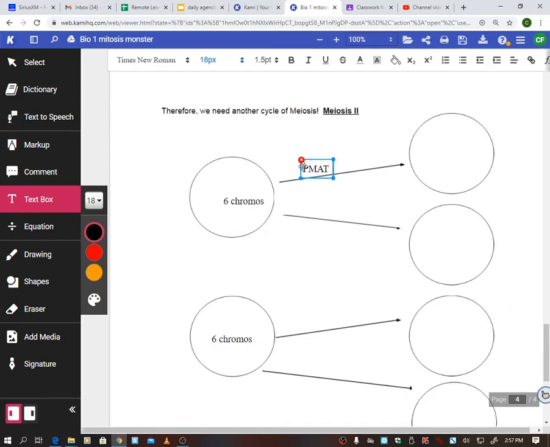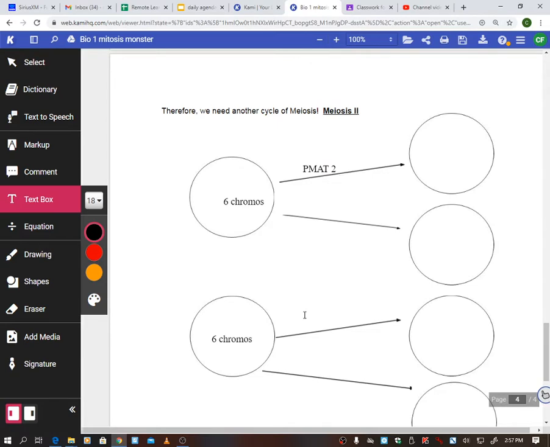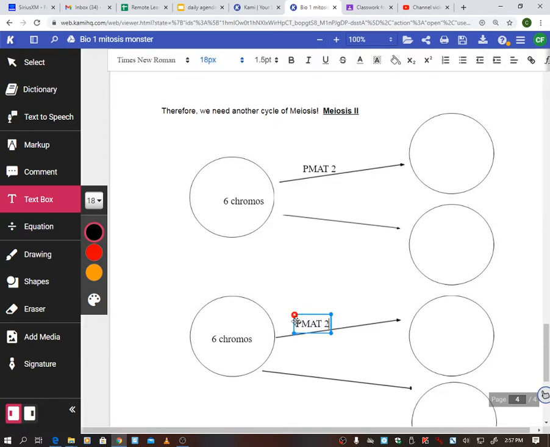So we're going to go through PMAT, and I'm going to put 2 here. It's the second time. And everything is second time. There's 2 cells. It's PMAT 2. We're going through everything again. Prophase, metaphase, anaphase, and telophase. So I'll have them do that to both of these cells. And when they get done with that, and they split these chromosomes into 3 and 3, and then the same thing down here. These 6 chromosomes are going to split into 3 and 3.